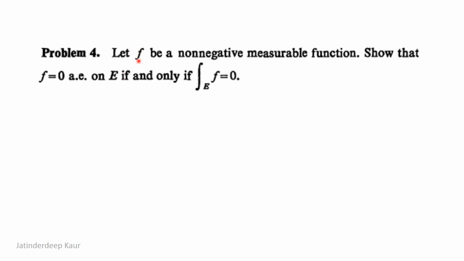So clear? What is f? f is a non-negative measurable function. But we have to show f is 0 almost everywhere on E if and only if the integral of f over E is 0. This we have already done in the case of bounded functions. And here it is also given f is greater than or equal to 0. So you can prove it yourself.